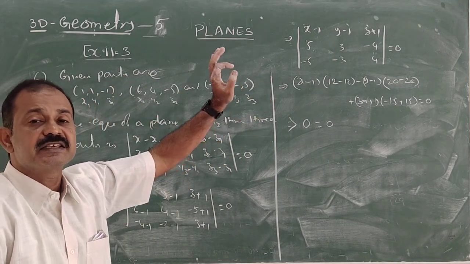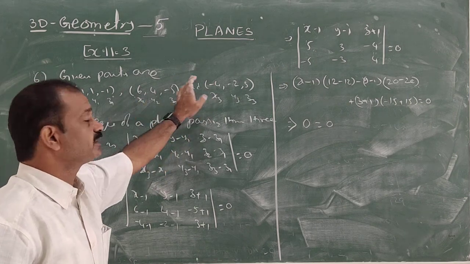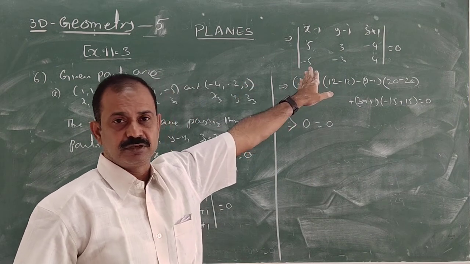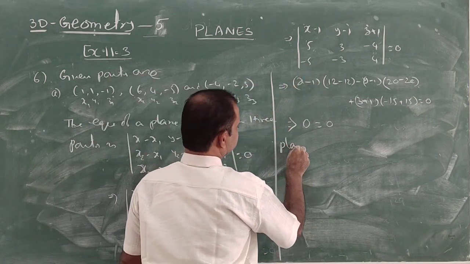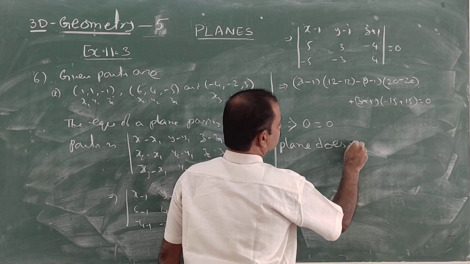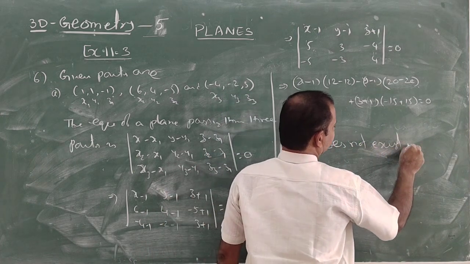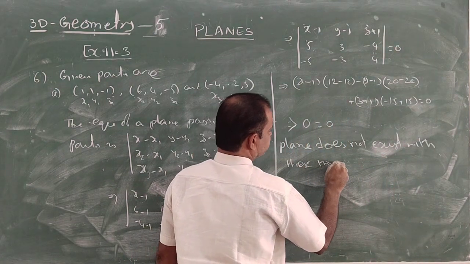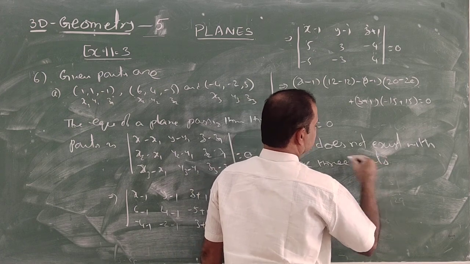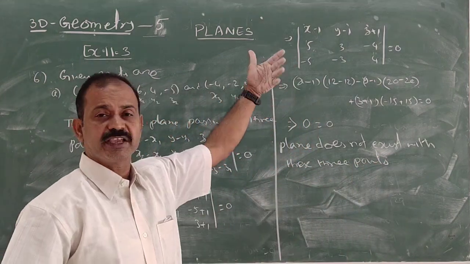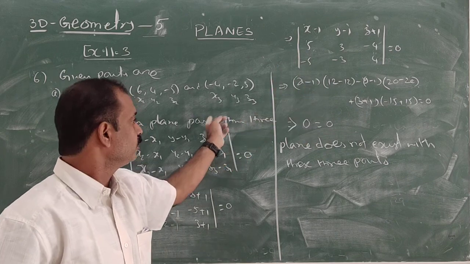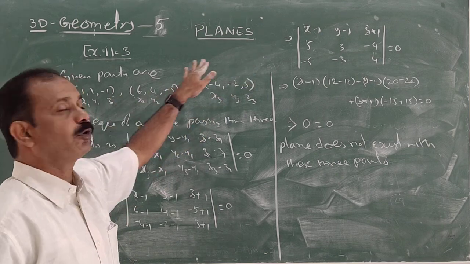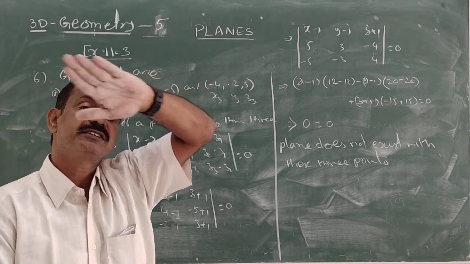The reason is all these 3 points are lying on the same line. But the procedure is the same. So the plane does not exist with these 3 points. Because there is no x, no y, no z, everything becoming 0, the plane does not exist with these 3 points. Behind this, the reason is all these 3 points are lying on the same line.